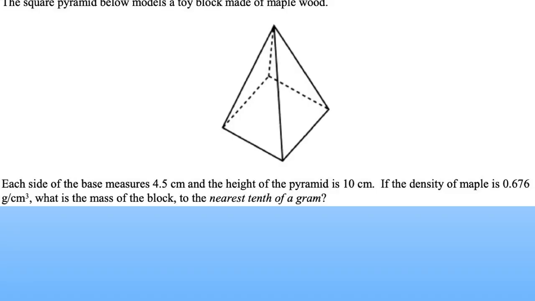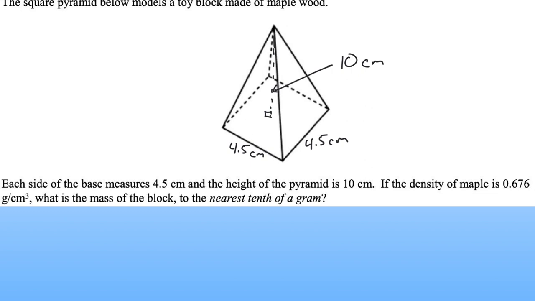Okay, so in this problem, what we have here is a square pyramid. So that's a square, that's going to be very important. Each side of the base is 4.5 centimeters, and the height of the pyramid is 10 centimeters. So what we're really going to need to do here is find the volume of this, and it'll be in cubic centimeters. Then we know that the density of maple is 0.676 grams per cubic centimeter. That's going to be helpful. We've got to figure out the mass to the nearest tenth of a gram.